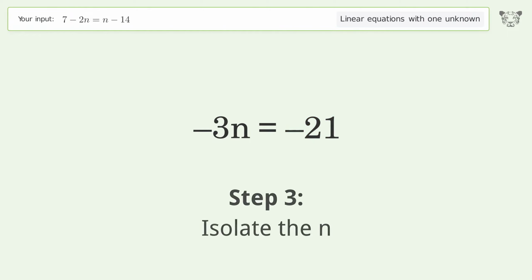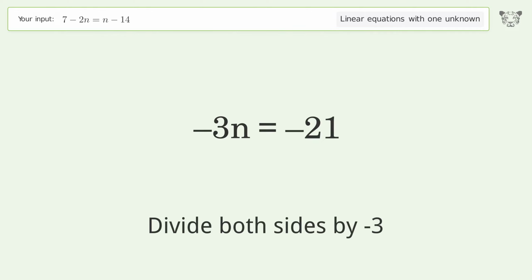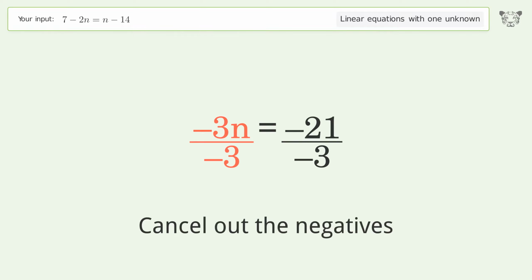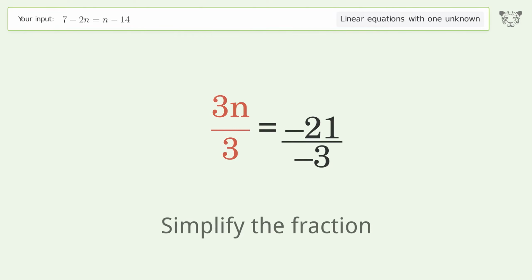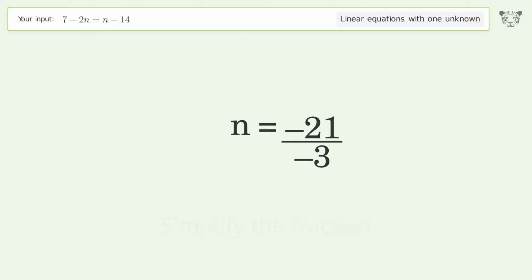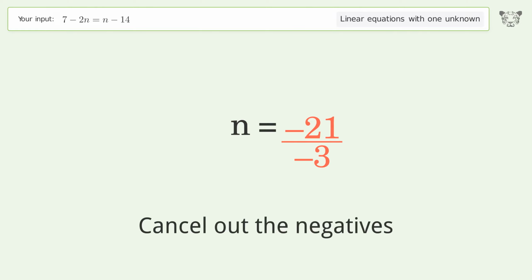Isolate the n. Divide both sides by -3. Cancel out the negatives. Simplify the fraction. Cancel out the negatives.